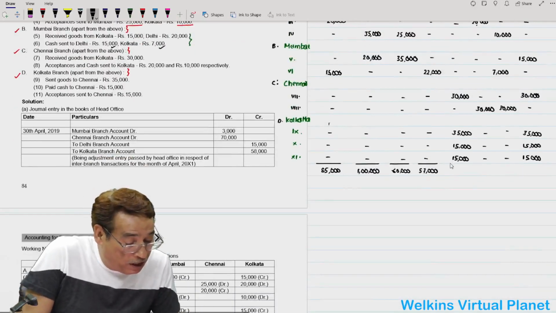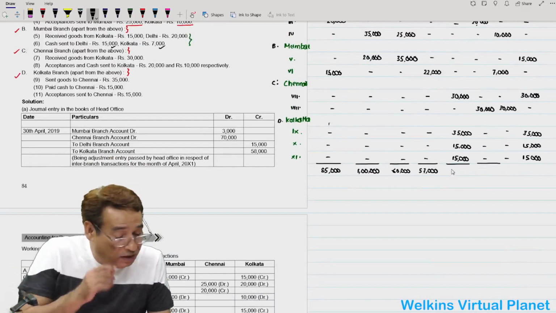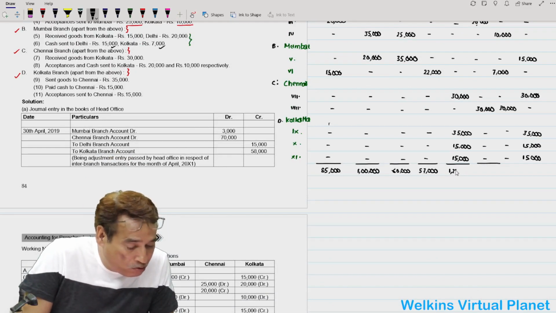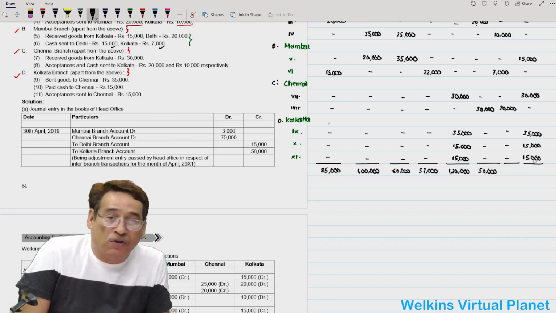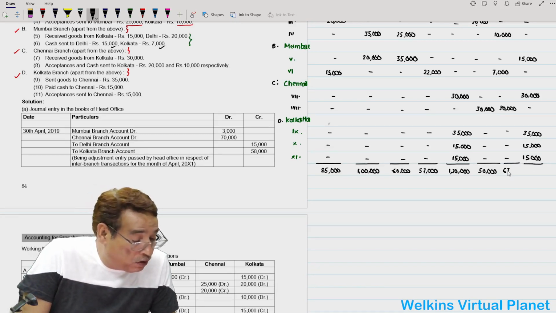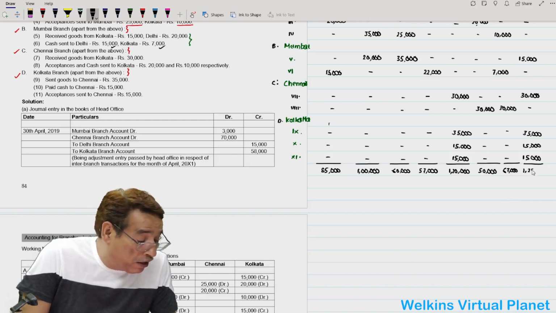Similarly, now I will tally Chennai branch. The debit side total is equal to 1,20,000, and the credit side total will be equal to 50,000. And similarly, now you are going to tally Kolkata branch. The debit side total of Kolkata branch is 67,000, while the credit side total is equal to 1,25,000.